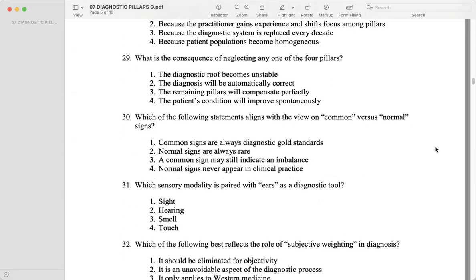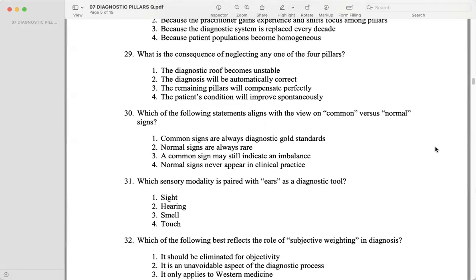Correct. What is the consequence of neglecting any one of the 4 pillars? The diagnostic becomes unstable. Yeah. And that makes you a dumb, stupid practitioner.